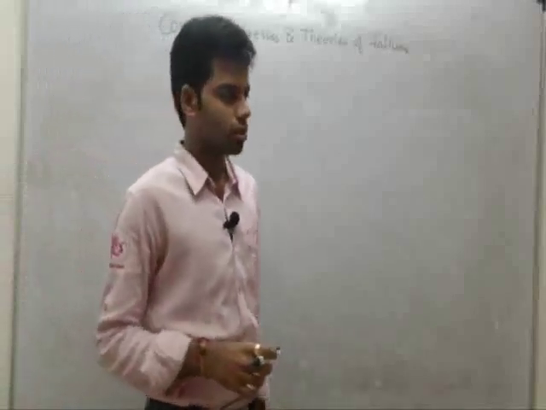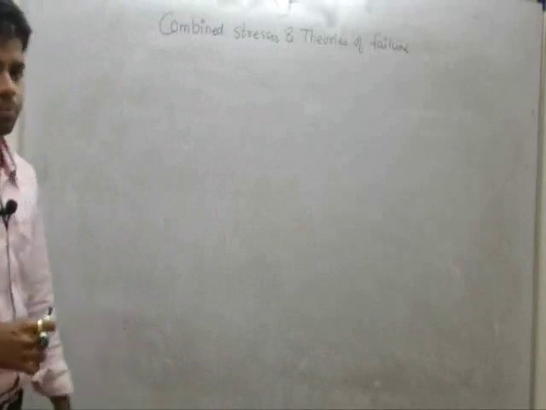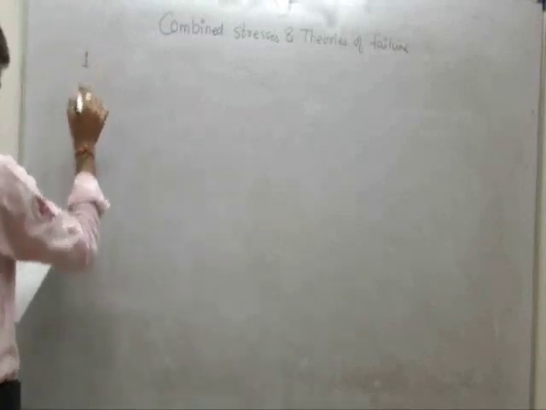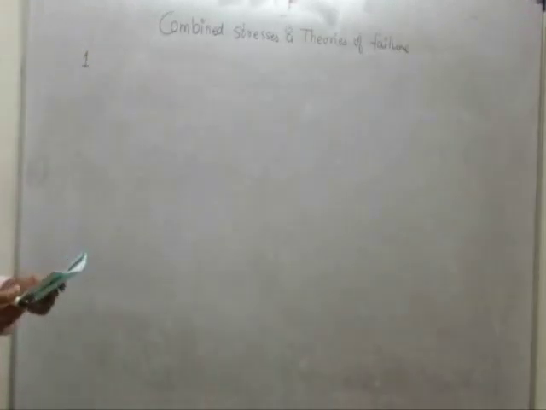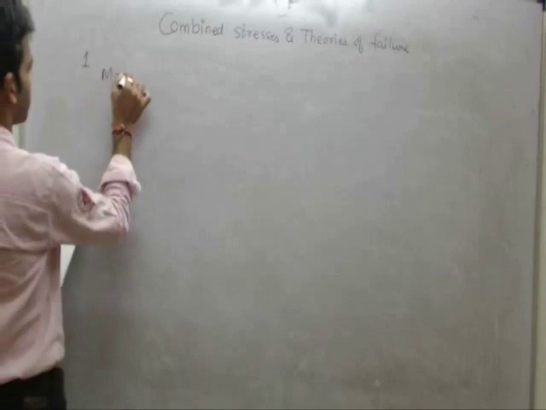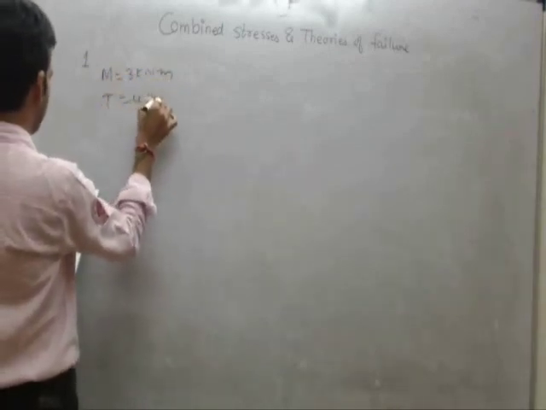We will solve today the questions, the tutorial part of combined stresses and theories of failure. You can refer to the book for the questions. Question number 1. A solid shaft can resist a bending moment of 3 kilonewton meter and a twisting moment of 4 kilonewton meter.